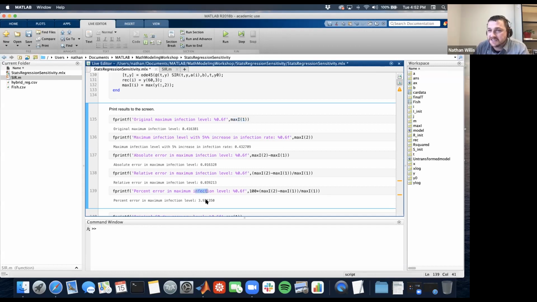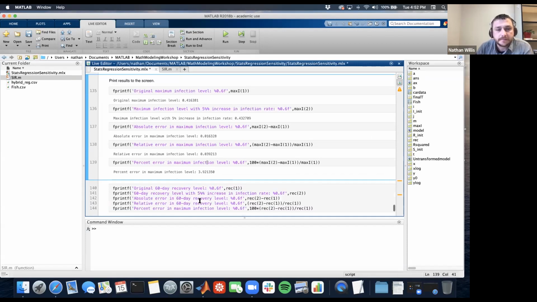So I think this last value is easy to talk about, so that's why we'll do this quickly. Right, so 3.9%. So if we increase the infection rate by 5%, we increase the maximum infected population by about 4%. Right, so this gives you a really good understanding of how our model changes, how some error in our input changes the output, because you again don't know that A exactly.